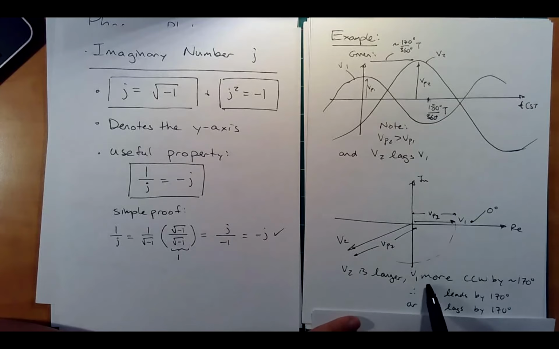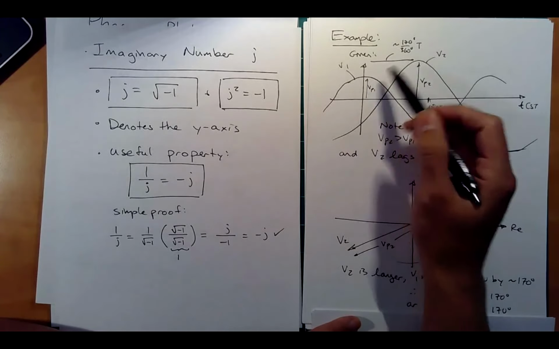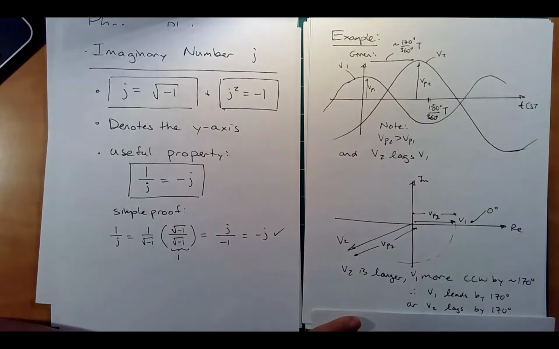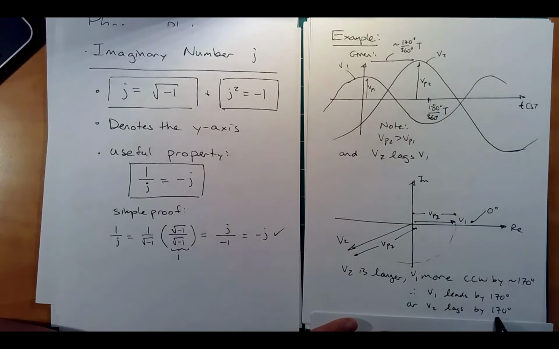So you can see that V1 is more counterclockwise by about 170 degrees here, which corresponds to our oscilloscope time plot. These are equivalent statements: V1 leads by 170 or V2 lags by 170. Those are the same behavior that's going on.